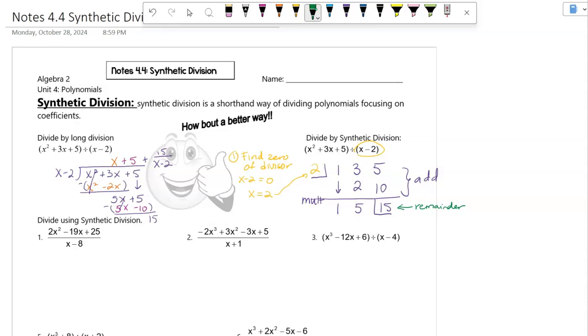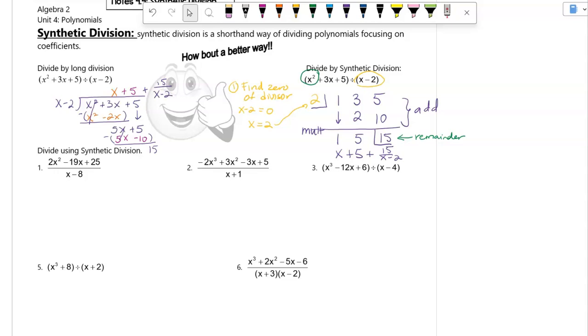If we did synthetic division and we divided something that was a degree 2 function, our answer is going to be 1 degree lower than that. So that 1 represents how many x's there are. That 5 represents how many 1's there are. And then that 15 is our remainder, and it still goes over the divisor like we've been doing. So that's it. That's the process. We just need some practice with it. We're going to start by finding the 0 of the divisor. Then we set up our coefficients, and we'll go ahead and do the synthetic division.